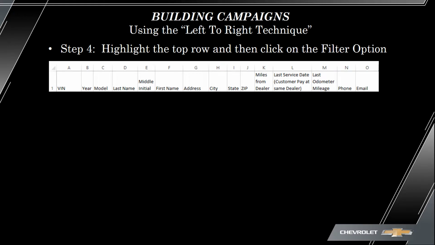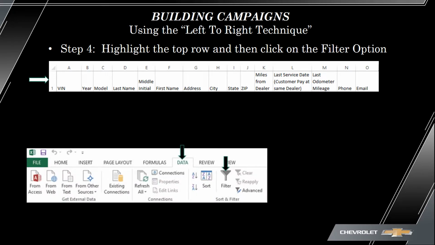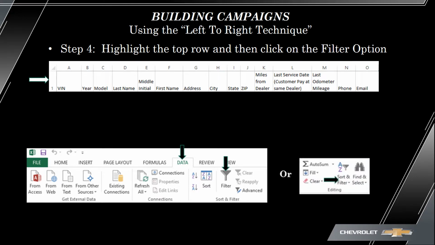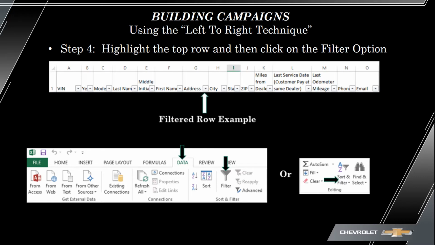Now we want to highlight the top row and click on the filter option. You can do that in one of 2 ways. Go to the upper left-hand corner, click on the Data tab, then click on Filter, or go to the far right and you'll see a Sort and Filter option. Click on that, and that'll give you another opportunity to click on Filter. And this is what it looks like once you've set up a filtered row. You see the drop-down options. Now you can eliminate data that you do not want to include in your campaign.